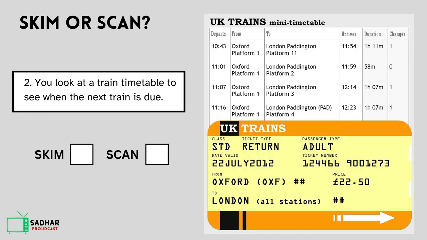What about number 2? You look at a train timetable to see when the next train is due. On the right, you have a train timetable, and then you need to read it very carefully and you search for details. Otherwise, we can miss the train. So take a look at this. So 10:43, or maybe 11:01, 11:07, 11:16, and then we check the time very carefully. We search for the details, and in this case, this is to scan.